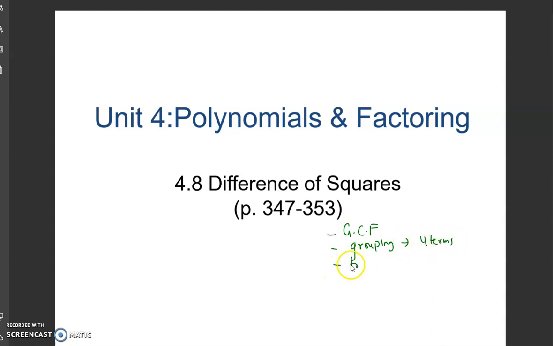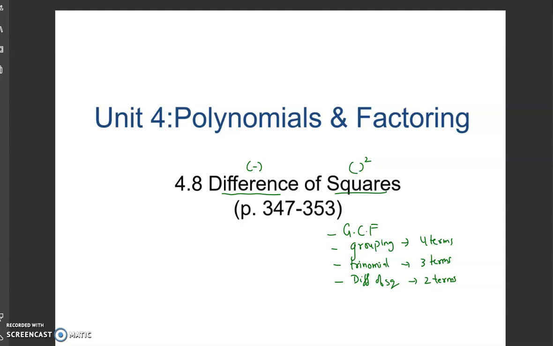Then we went into trinomial factoring. That was yesterday's lesson. That's when we have 3 terms. And today we're looking at difference of squares. And difference of squares will work when we have 2 terms. And when does it work? Well, the name kind of gives us a little bit of a hint. The word difference means subtraction, and square means we'll be dealing with squares here.